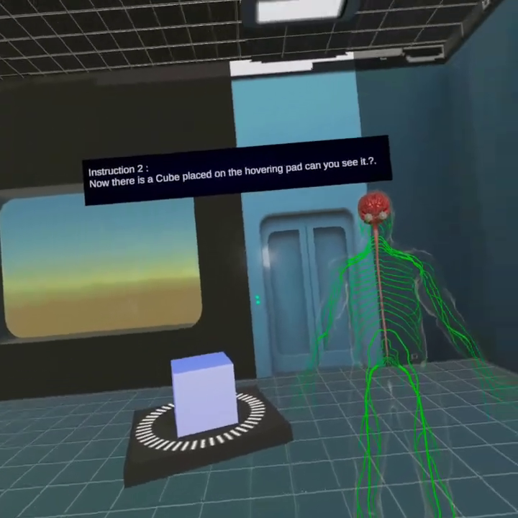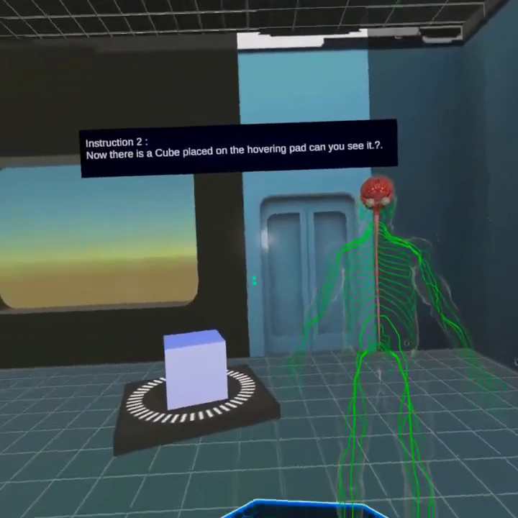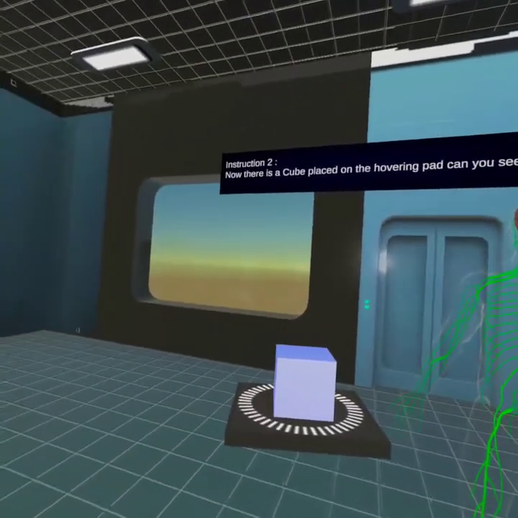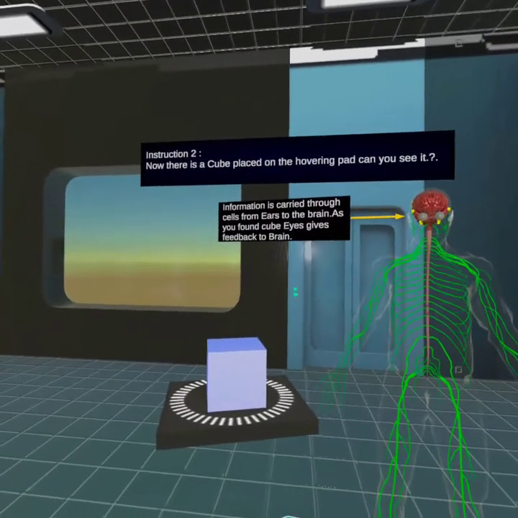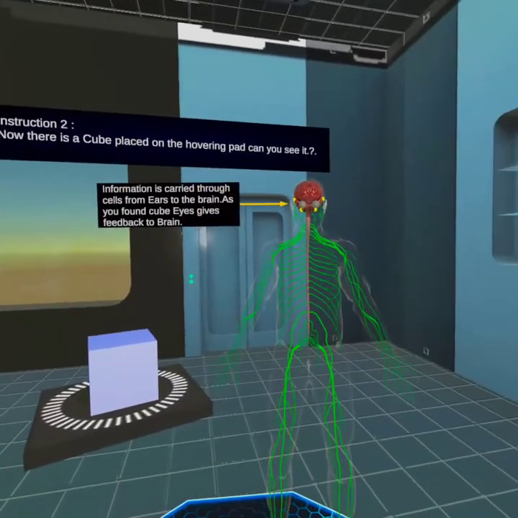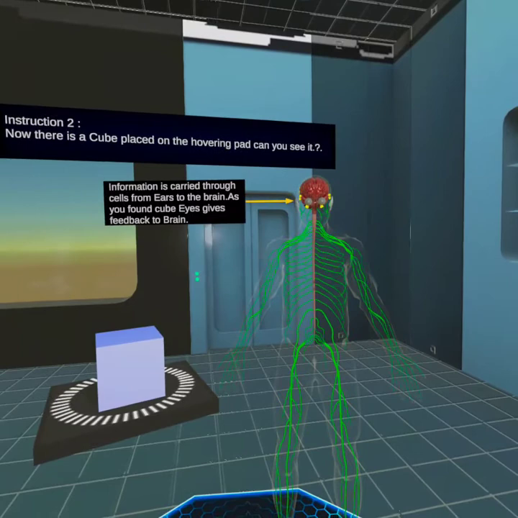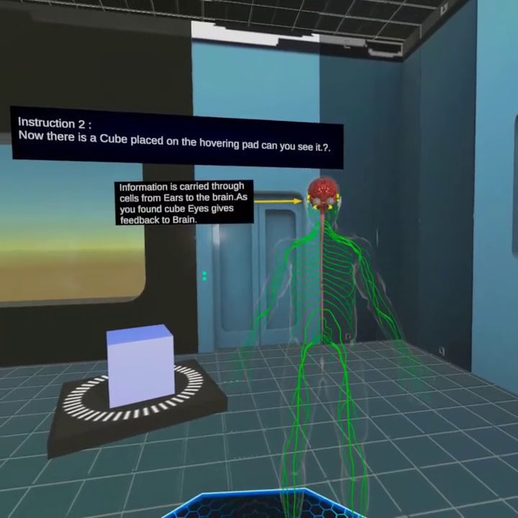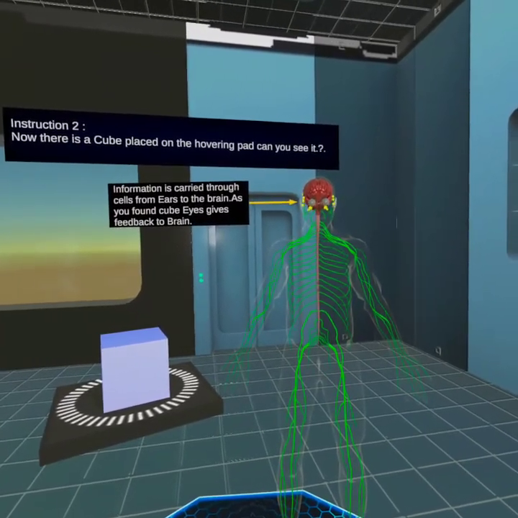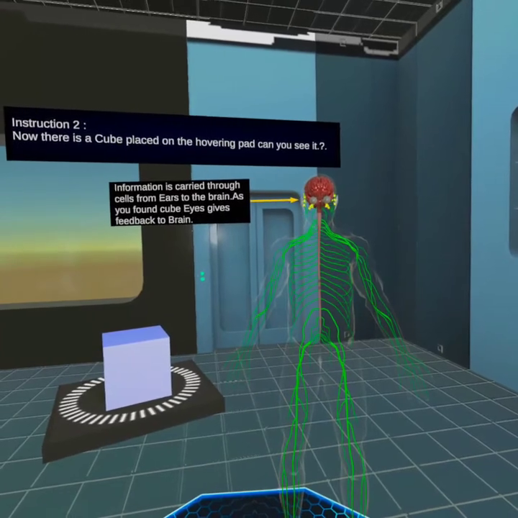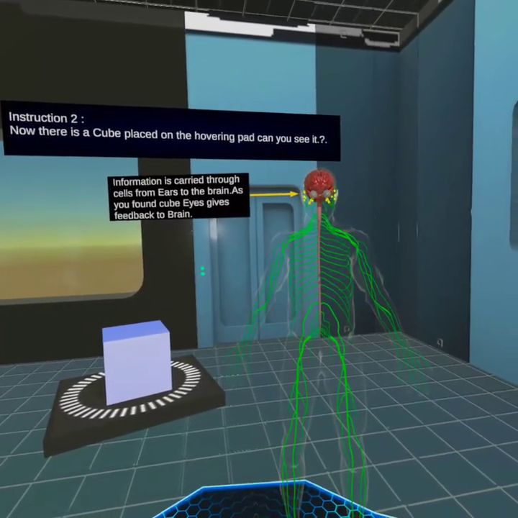Now there is a cube placed on the hovering platform, can you see it? Now as you see, you heard the instruction through ears, then this information is carried through cells to the brain. Next your brain has given instruction to eyes to find the cube. As you found the cube, your eyes send feedback to the brain.